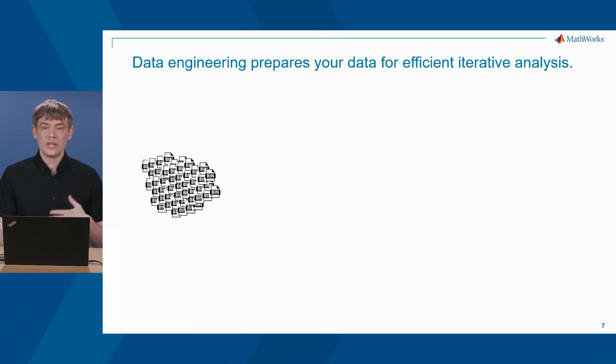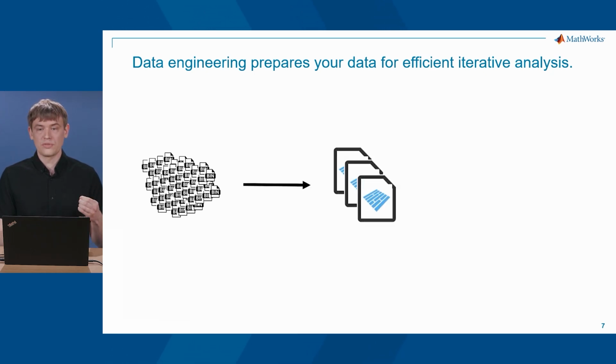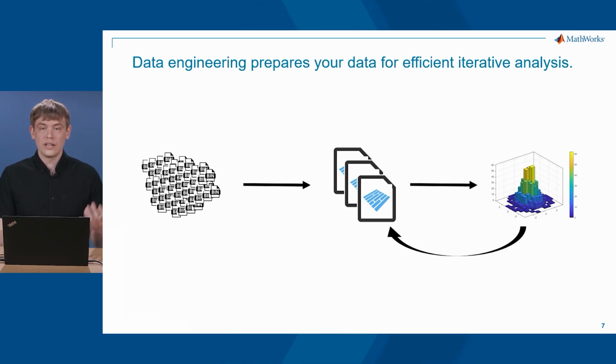So instead, we can transform our raw data into a new, easier to use format. In this example, we may transform our data into a smaller number of larger Parquet files. Then when we iterate while doing our analysis, we iterate on this new reformatted data rather than the raw data. The first part is what we'll refer to as data engineering, and the second is data analysis.